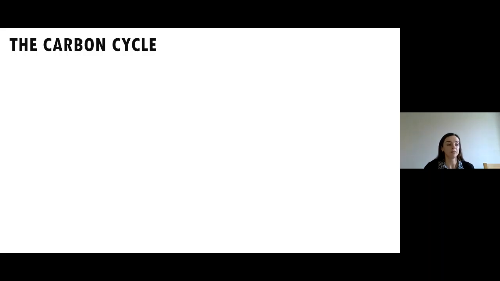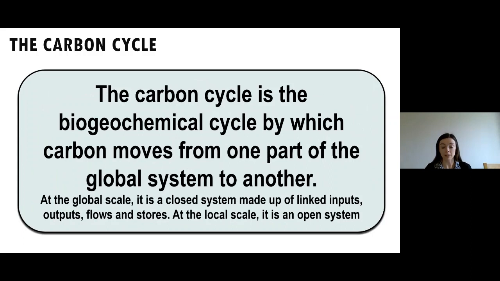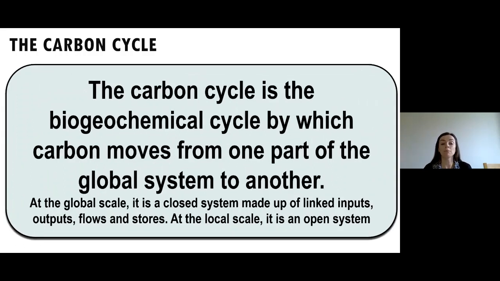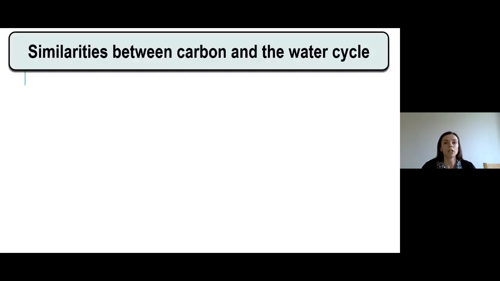So the carbon cycle. The carbon cycle is a biochemical cycle by which carbon moves from one part of the global system to another. At the global scale, it is a closed system made up of linked inputs, outputs, flows and stores. At the local scale, it is an open system. So 3.1.1 to 3.1.5 was the water cycle, and 3.1.6 onward is the carbon cycle.